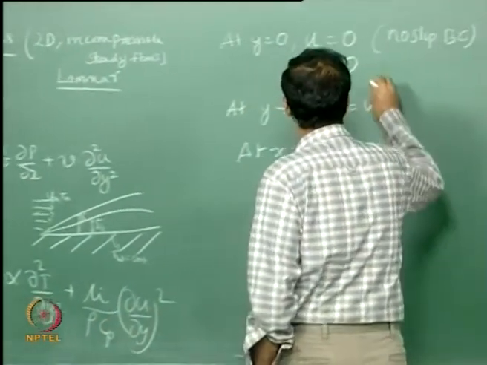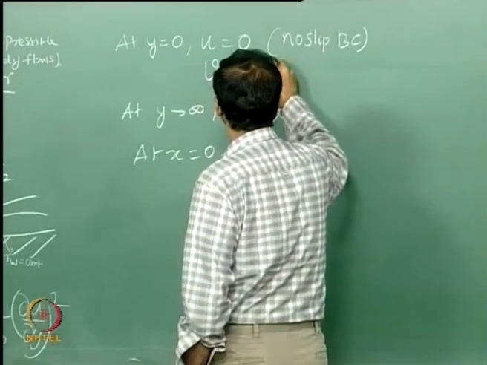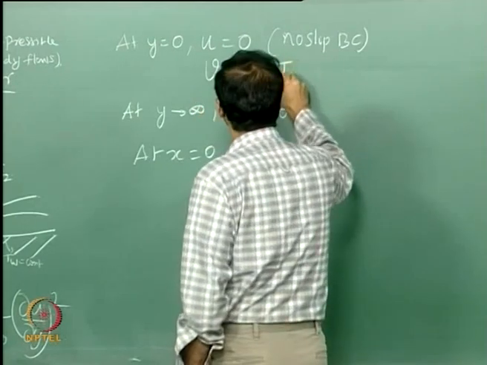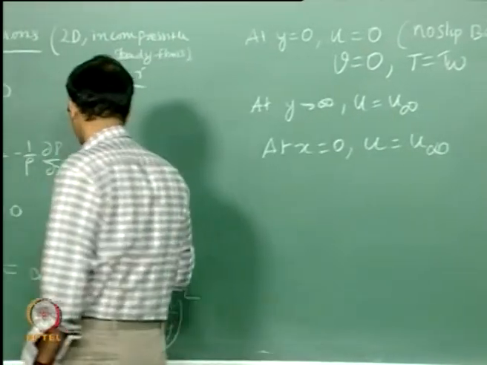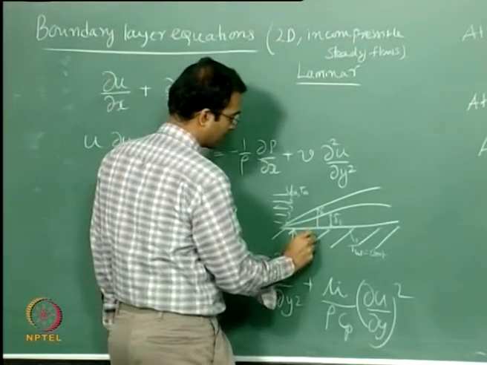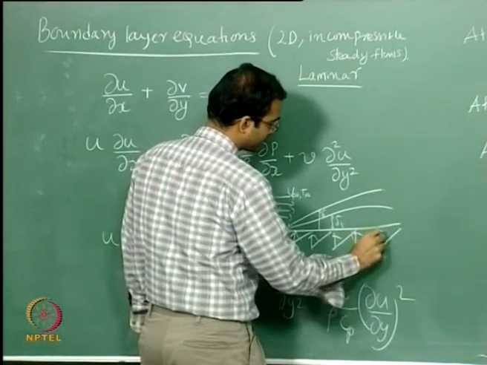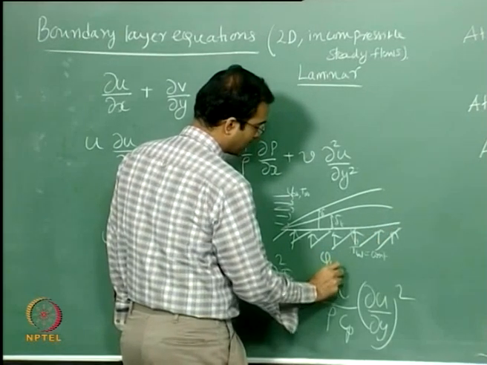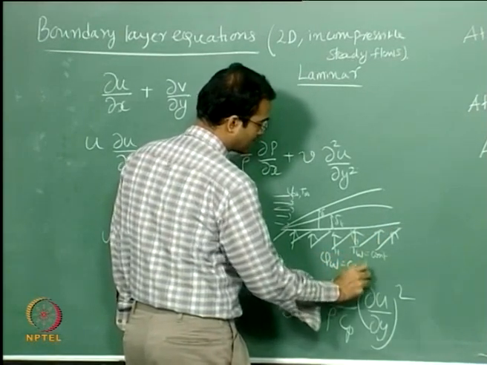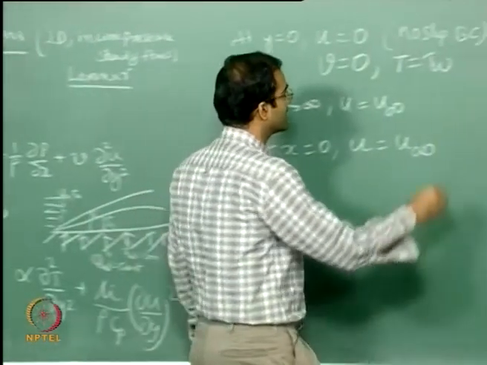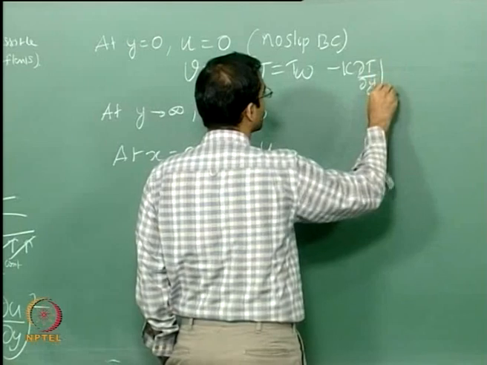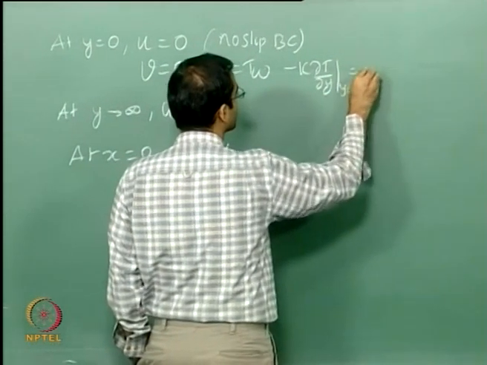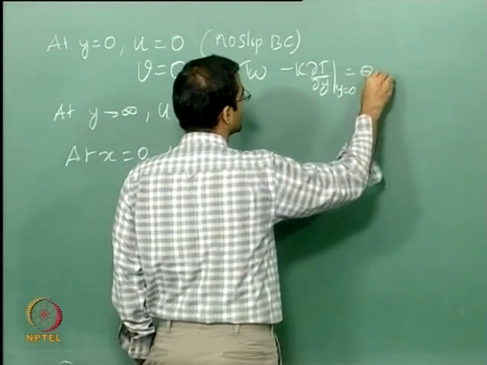So similarly for the temperature, the temperature also requires two boundary conditions along y, one boundary condition along x, okay. So what is the boundary condition at y equal to 0? Either this, or if I apply a uniform heat flux instead of uniform wall temperature, if I say my q wall is constant, then it should be minus k dT by dy at y equal to 0 should be equal to 0.